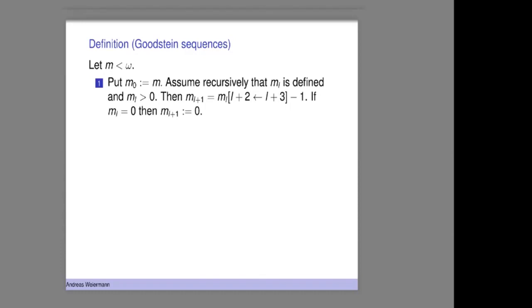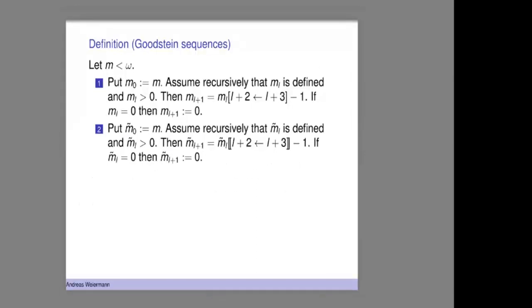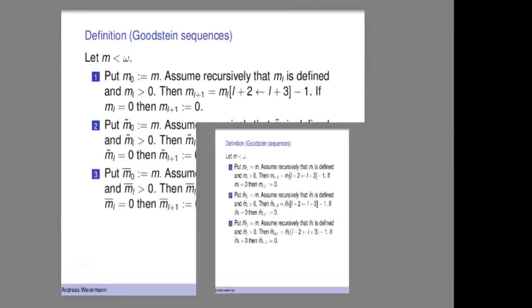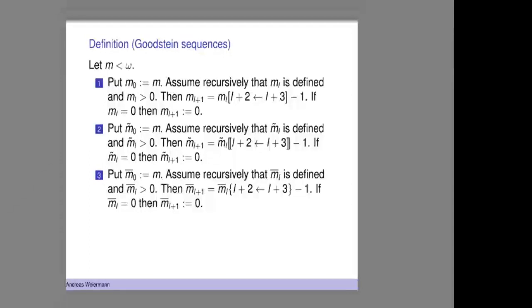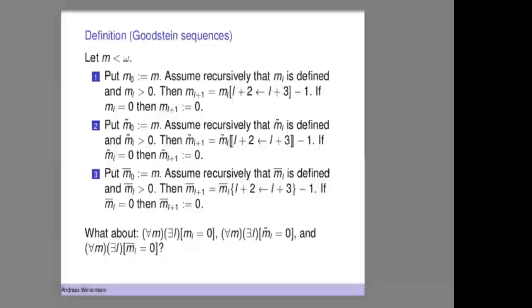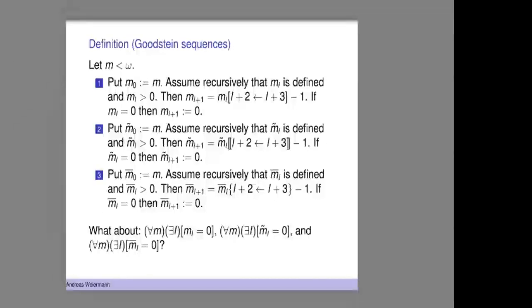And the second and third principle are just defined in the same way, but here I use base change in the second argument in the second principle. And in the third principle, I define Goodstein sequences as before, but I use base change only in the first argument of the Ackermann function. Now I have three principles. And I have three assertions: for every m there exists an l such that the Goodstein sequence at time l hits 0. I have it for double base change, for base change in the second argument, and for base change in the first argument.